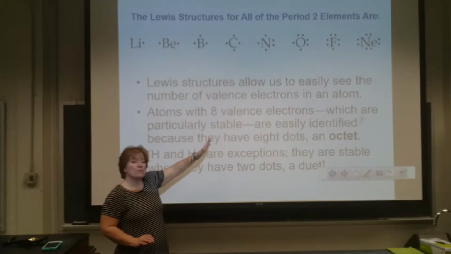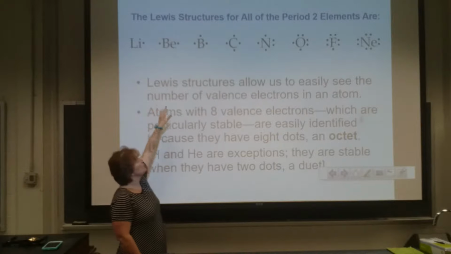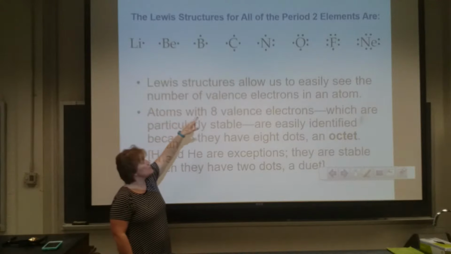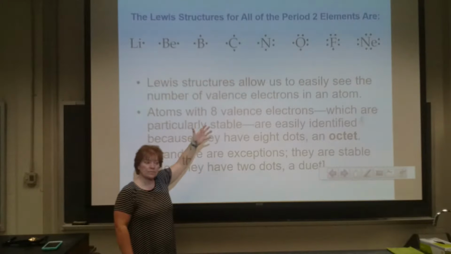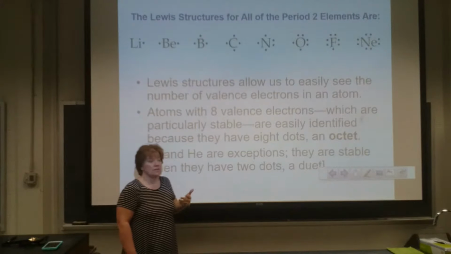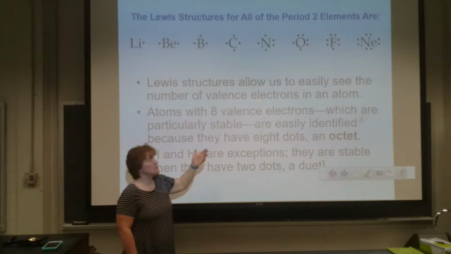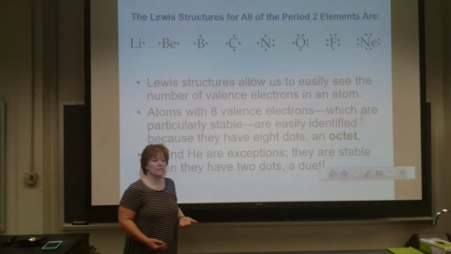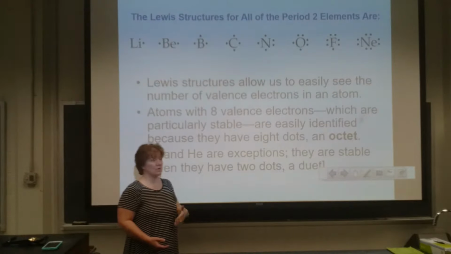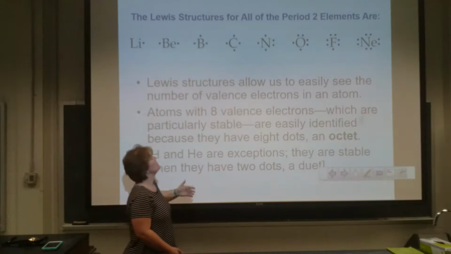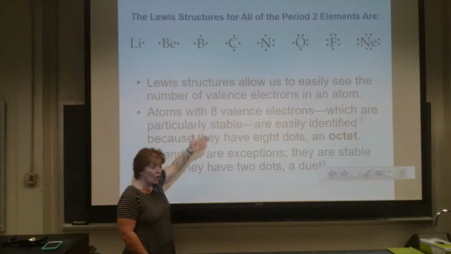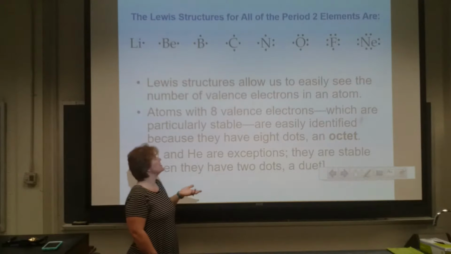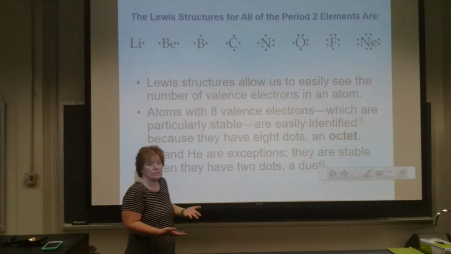If we go through all of the period 2 elements, lithium, beryllium, boron, carbon, nitrogen, oxygen, fluorine, neon, this is what their Lewis dot structures look like. This is important because neon is in group 18. All of the elements in group 18 are going to have 8 electrons, so they're all going to look like this. Similarly, carbon is in group 14, and all of the elements in that group are going to have a similar structure. What will change is the chemical symbol in the middle.